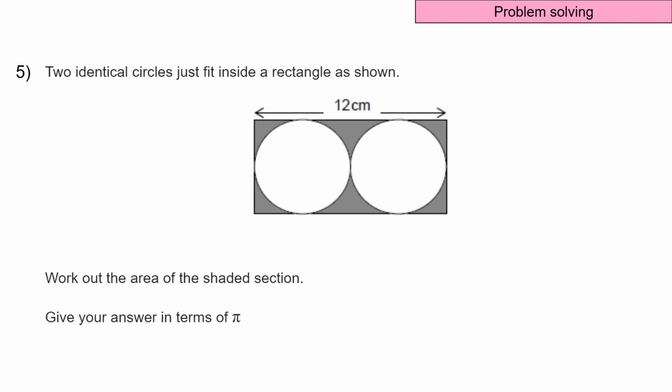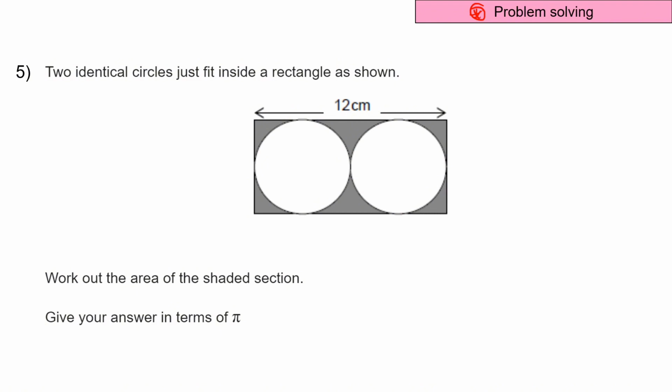Question 5, two identical circles just fit inside a rectangle as shown. So this is a problem solving question. Work out the area of the shaded section. Okay, so in order for us to work out the area of the shaded section, we obviously need to find out the area of the rectangle, area of the two circles, and take them away.